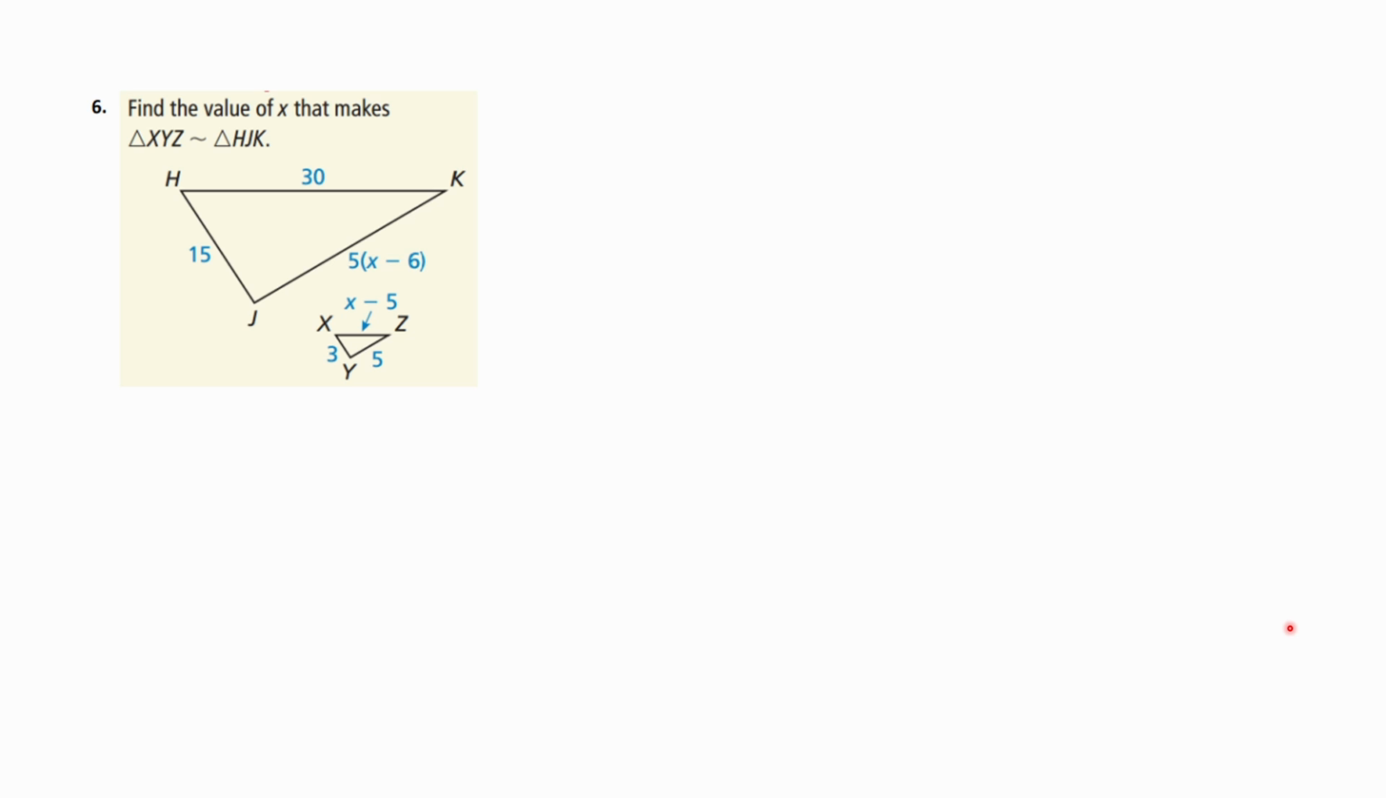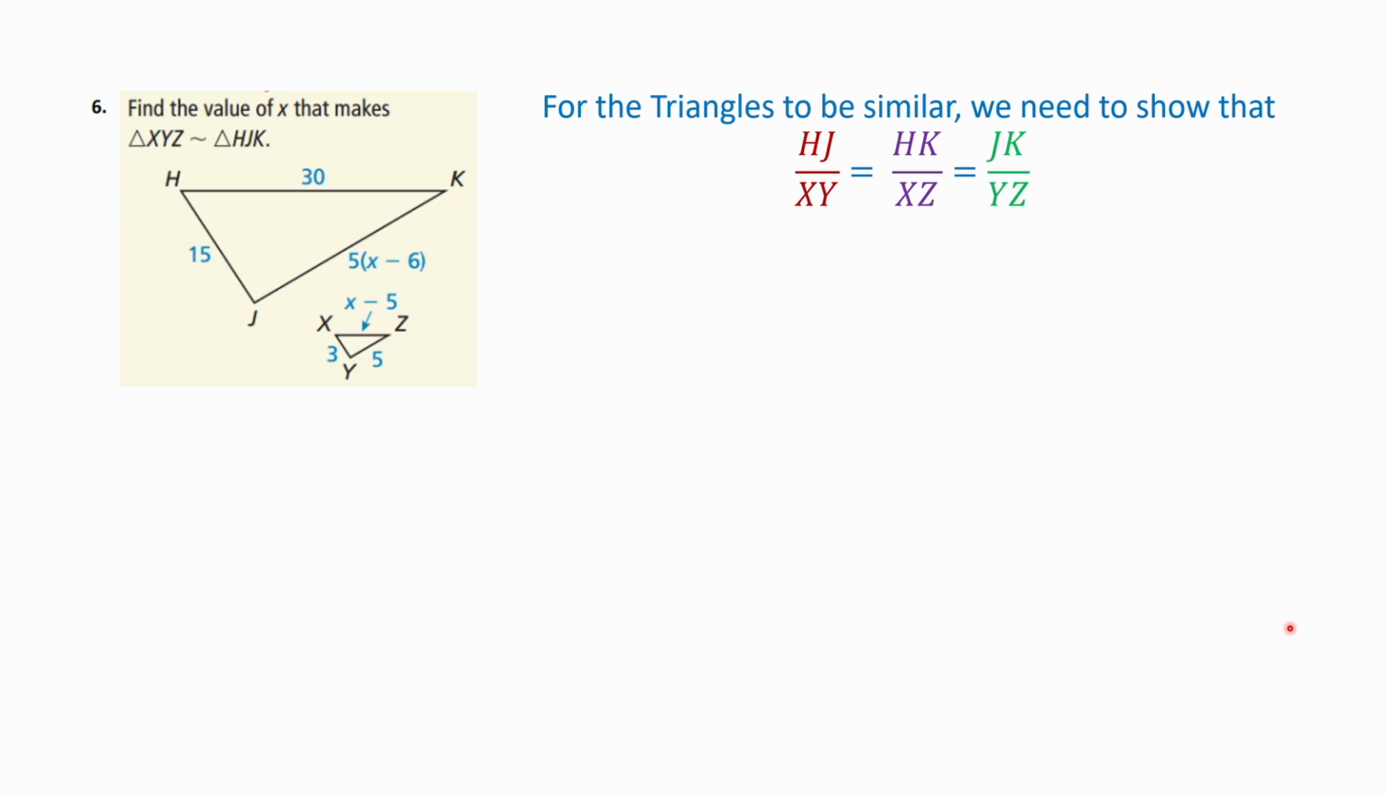For number 6, it wants us to find the value of x that makes triangle XYZ similar to triangle HJK. And for this one, we want to be able to show that all 3 of the ratios are equal. And we can set up proportions to solve for x, assuming they haven't set us up for failure, and in this case they haven't. We can just set up one of the proportions. We could go a little bit further and show the other pair of sides, but in this case it does work out, and you can test it for yourself here in a little bit.